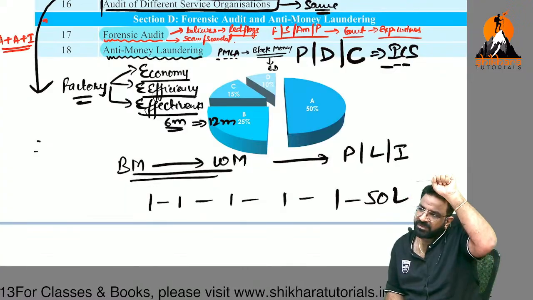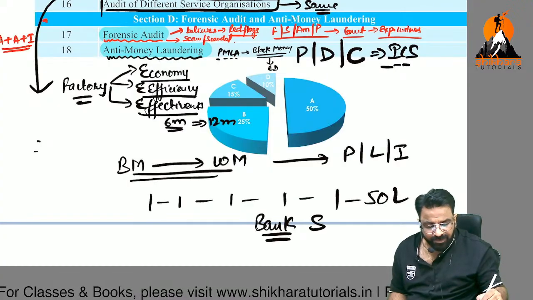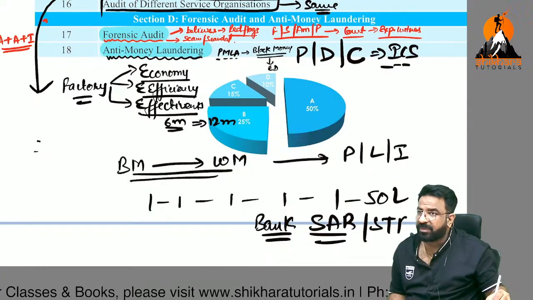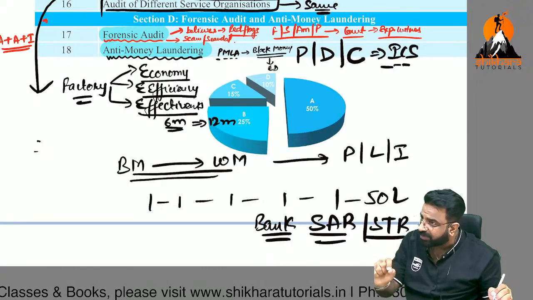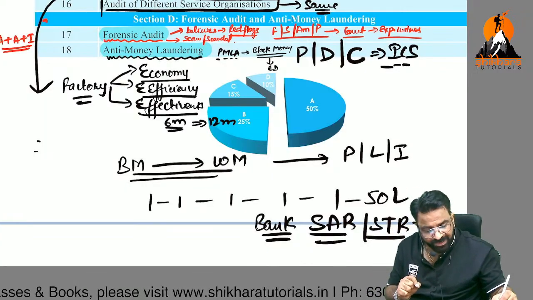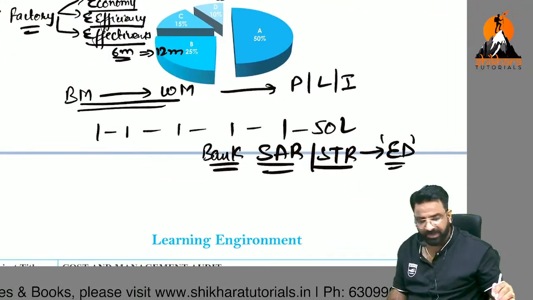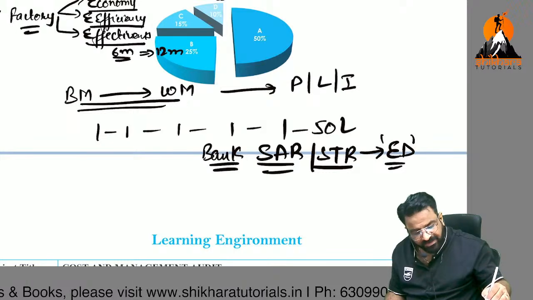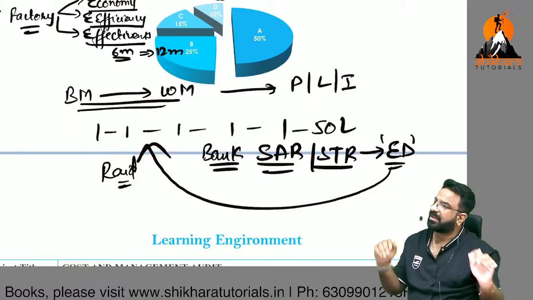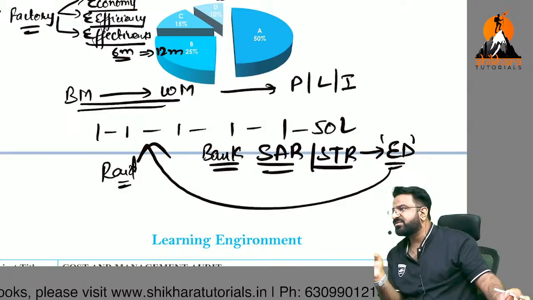Now the bank, where I'm operating a bank account, will prepare an SAR report and an STR report. Suspicious activity report, suspicious transaction report. And they will report it to the ED, Enforcement Directorate, which is one department of the Ministry of Finance. They will come to me and make a raid on my bank account and they will freeze my bank account. This is the moral of the story. Never allow any outsider or stranger to keep money in your account.